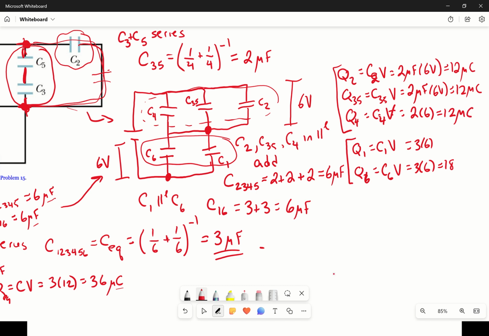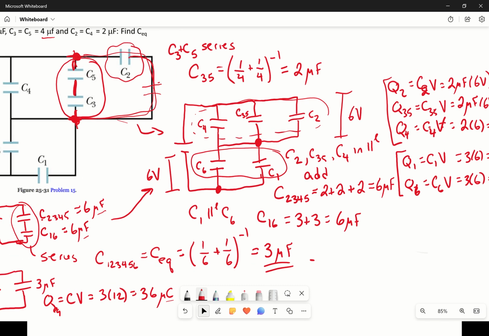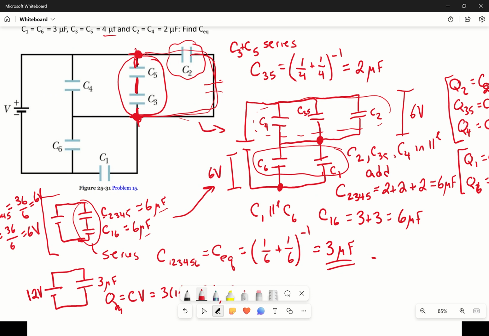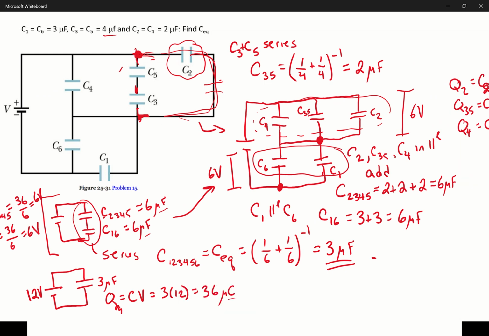microcoulombs for both of them. And 18 plus 18, what is that up to? It adds up to 36. All right, so we had said earlier that there should be 36 microcoulombs across both of these parallel combinations, and we're right. Okay, so the last thing we have to do is just find what's the individual voltages and charges on C3 and C5.